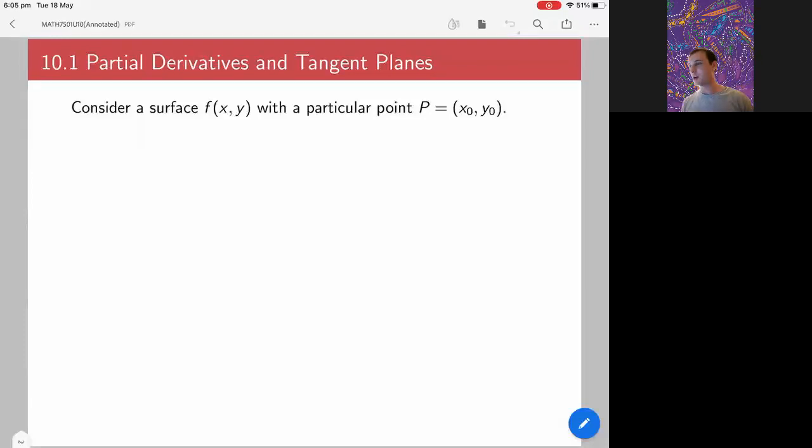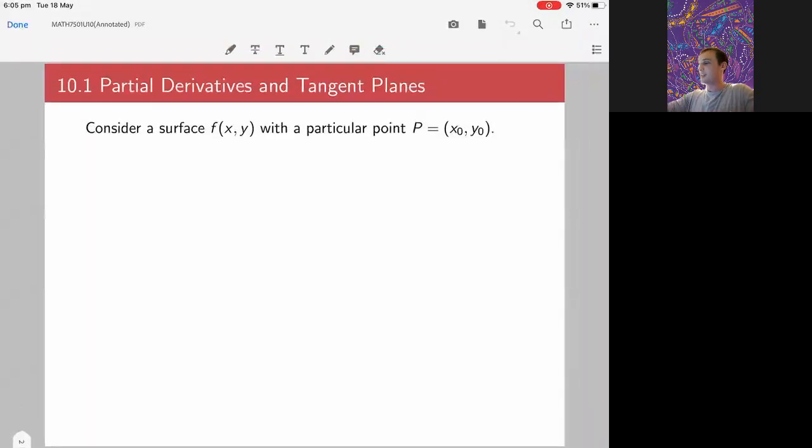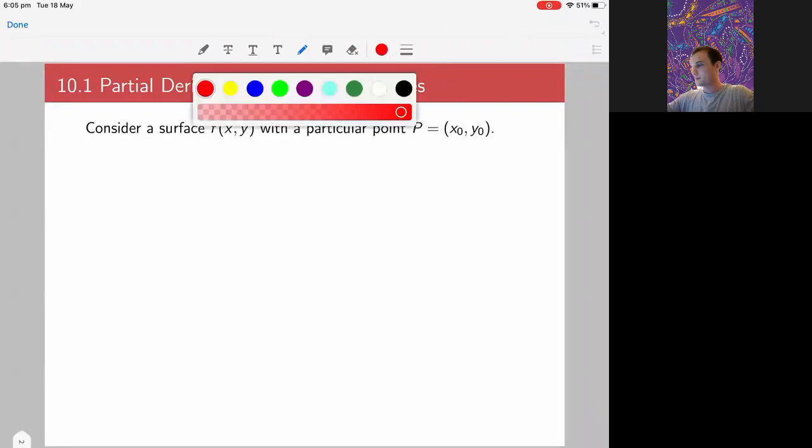Section 10.1, partial derivatives and tangent planes. So let's suppose that we've got a function of two variables. Of course, in real life, you're going to have to deal with functions of many more than two variables, but for the purposes of simplicity, let's say we've got a function of two variables, and let's just choose any old point, x0, y0.